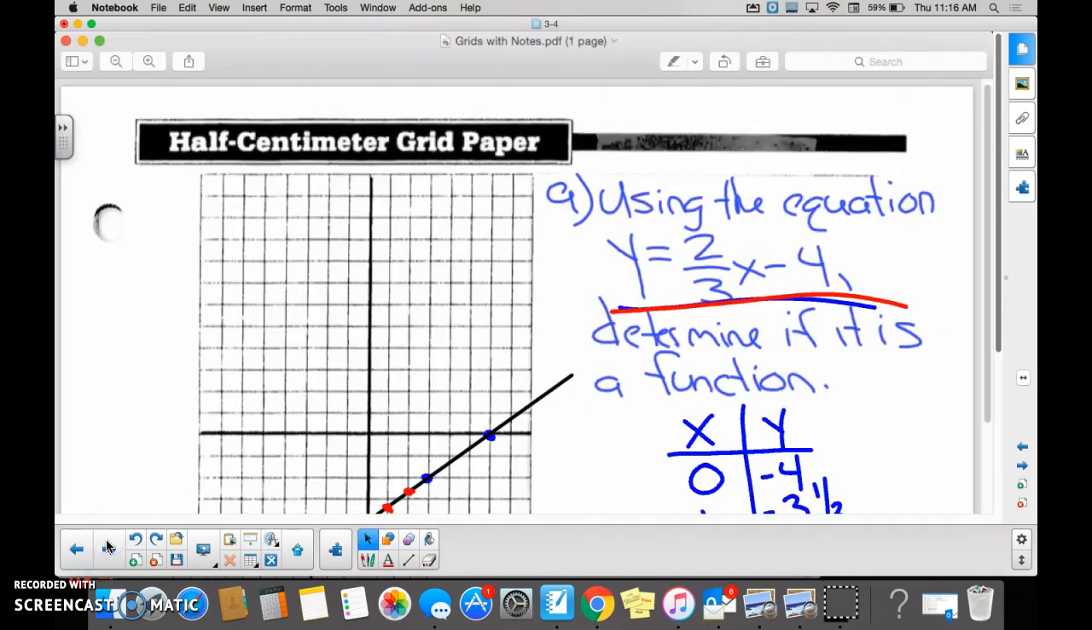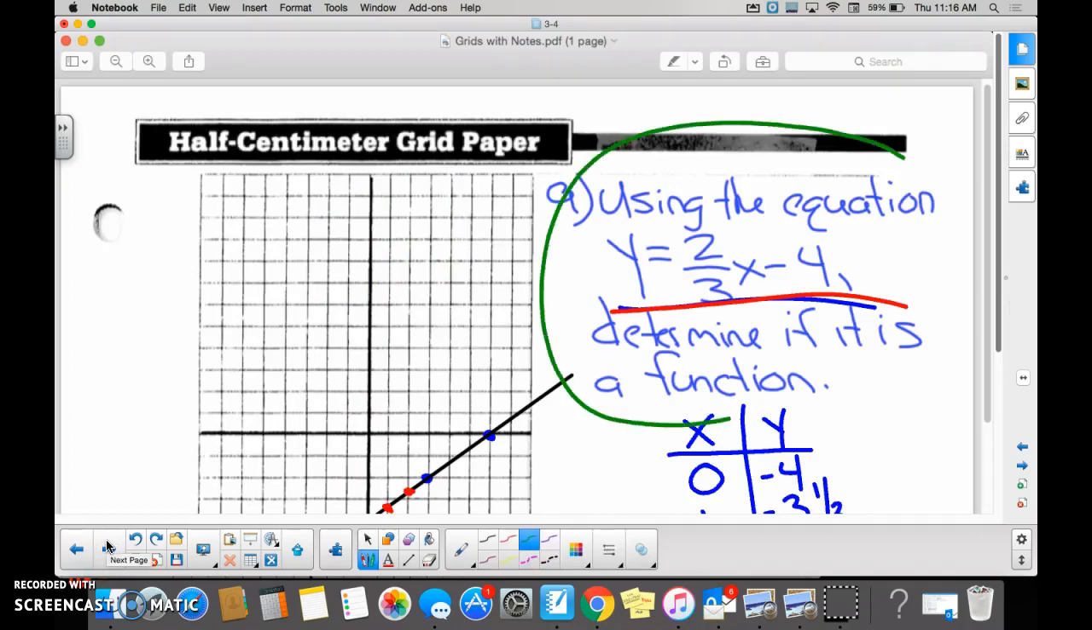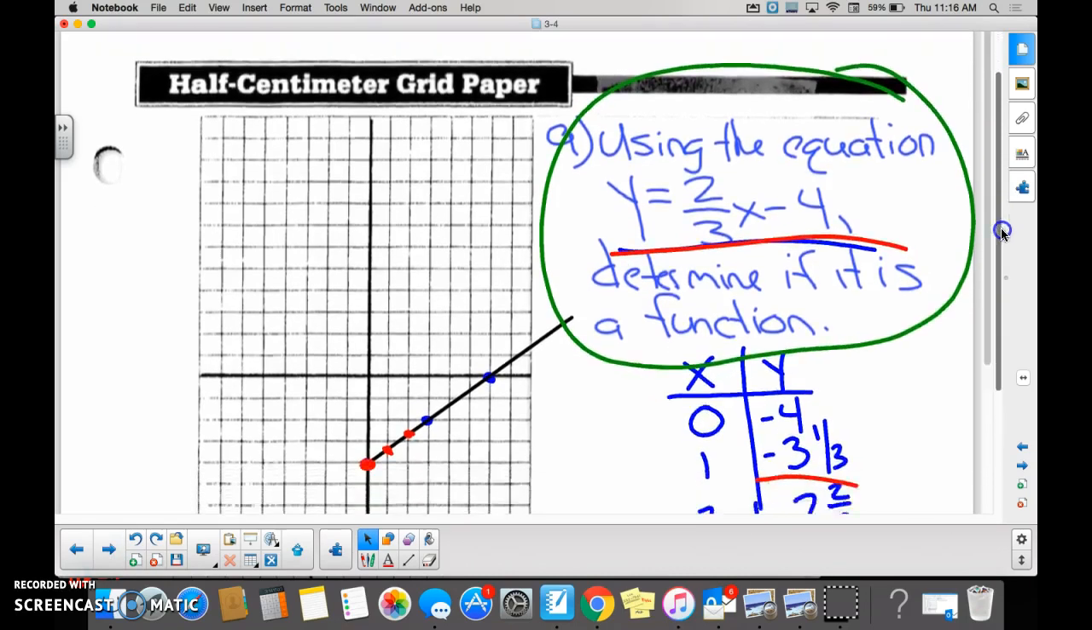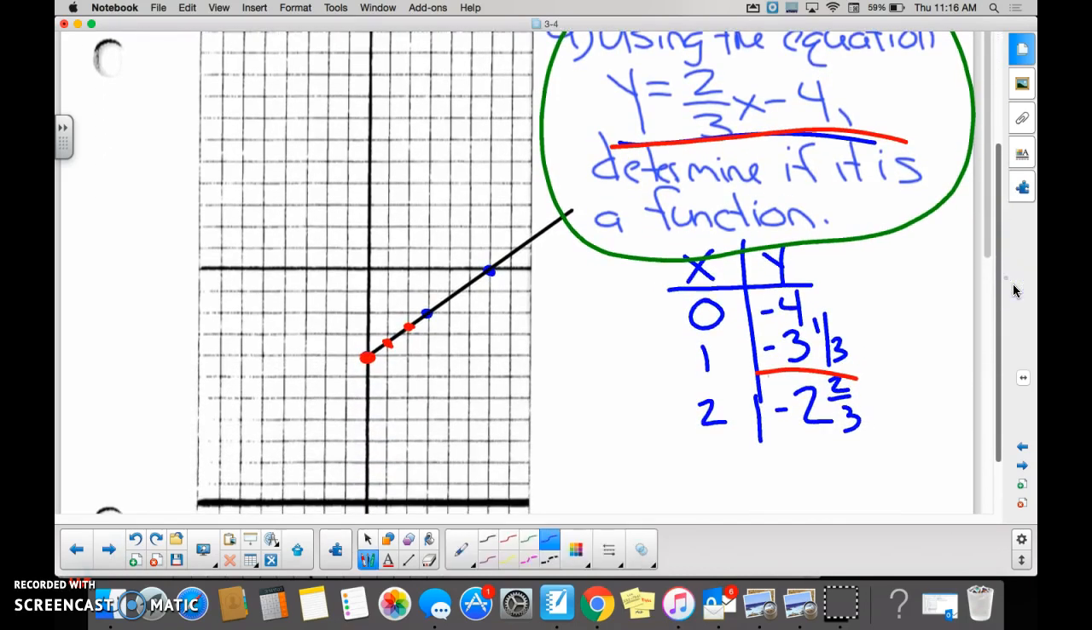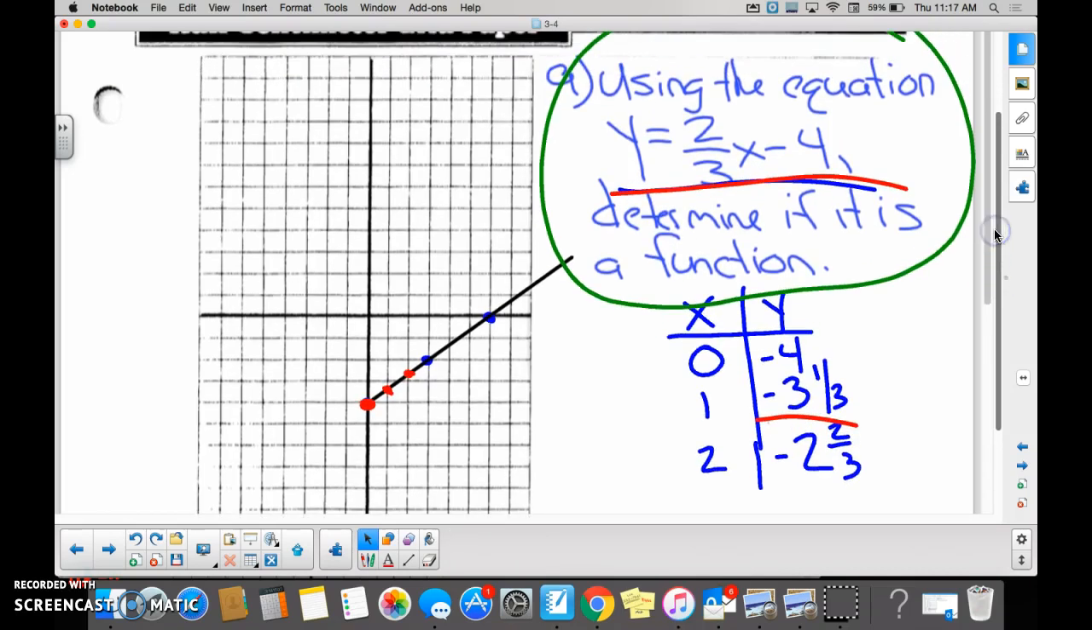Secondly, I gave you an equation. This is how we started the problem. I said, use the equation y equals 2/3 x minus 4 and tell me if it's a function. Some of you decided to make an input-output table. Does that work? Yes. And after you make your input-output table, you could graph it. One group, I think, only said, well, I'm just going to graph this equation. I'm going to graph y equals 2/3 x minus 4.